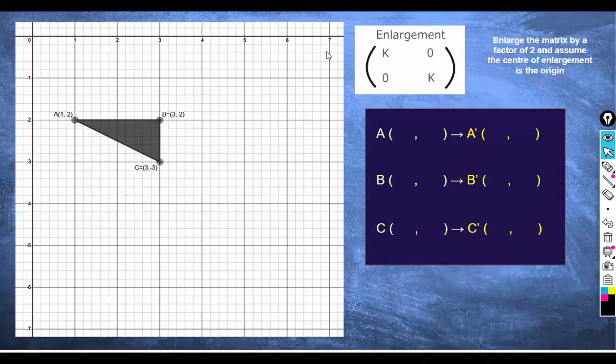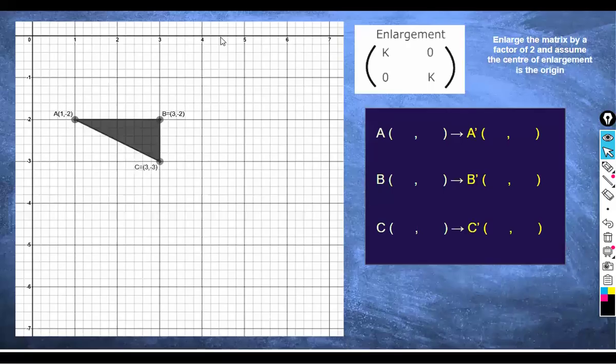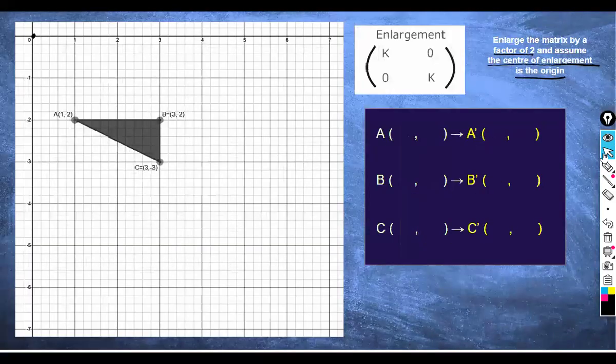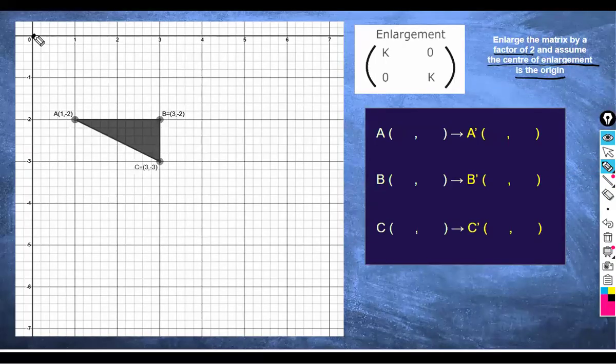Right. So, is there another way to do an enlargement question? If they told you to enlarge this triangle by a factor of 2, and once again, they said assume the center of enlargement is the origin. Instead of drawing lines from each point, we could do it like this. We could take point A and connect it to the origin. This is the origin, by the way, right? 0, 0. And we can measure the length of this line and then do what?